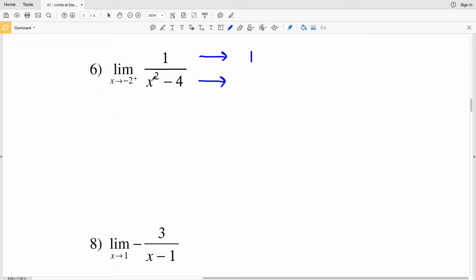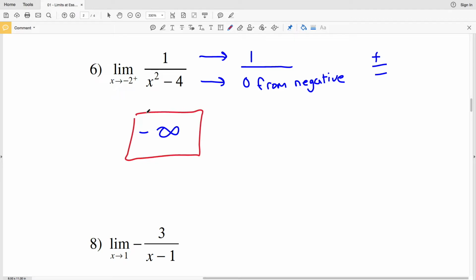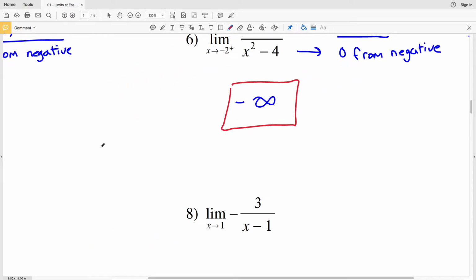Let's put in 0. If we plugged in 0, 0 squared is 0, and 0 minus 4 is a negative number. So we're going to have 1 over a number that's approaching 0 from a negative value. So a positive over a negative is going to be a negative, and that's going to be negative infinity. Because whenever we have a number over a number that continually grows smaller and smaller, that's going to approach infinity. We just need to decide whether that's going to be a positive infinity or a negative infinity. In the case of number 6, it was negative.